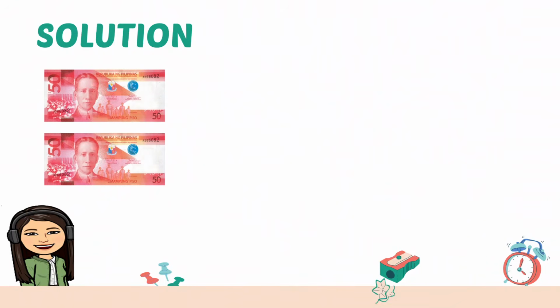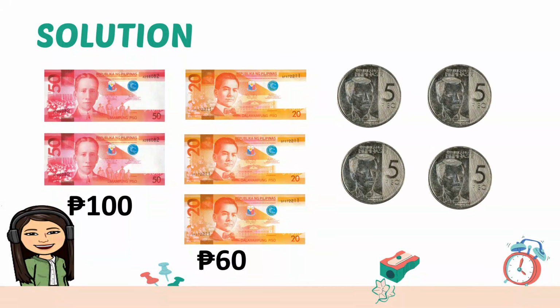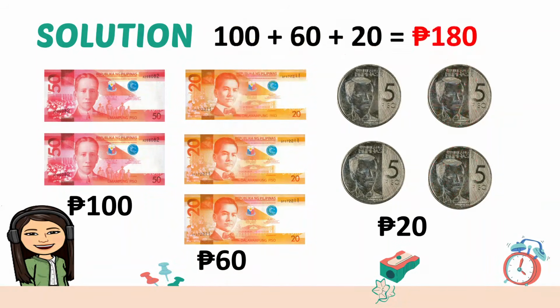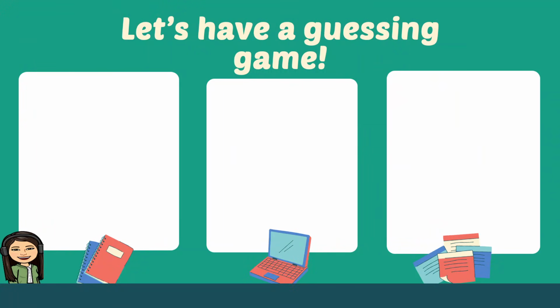There are 2 50 peso bills. That makes 100 pesos. And 3 20 peso bills is 60 pesos. And 4 5 peso coins is 20 pesos. So to find the answer, we need to add the following: 100, 60, and 20. So the total is 180 pesos. Yay, good job! Alright, let's have a guessing game.